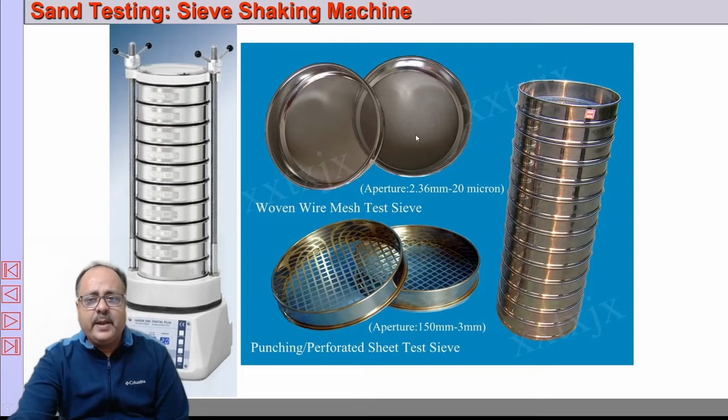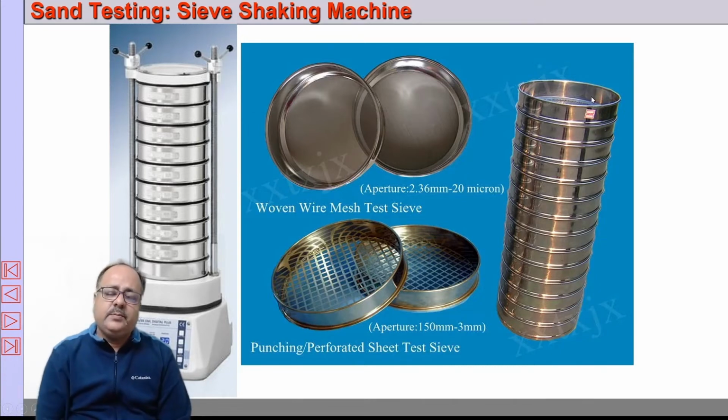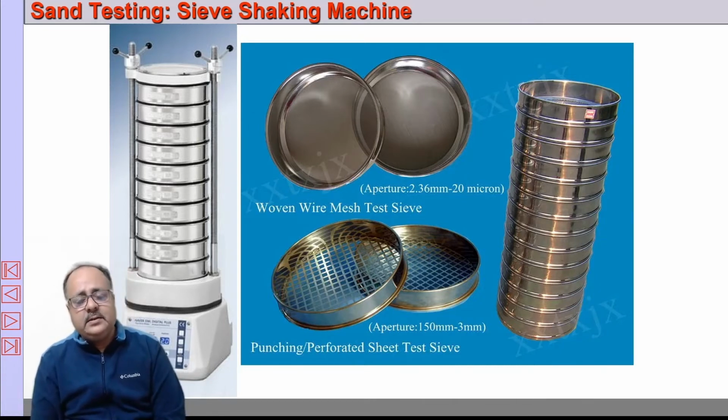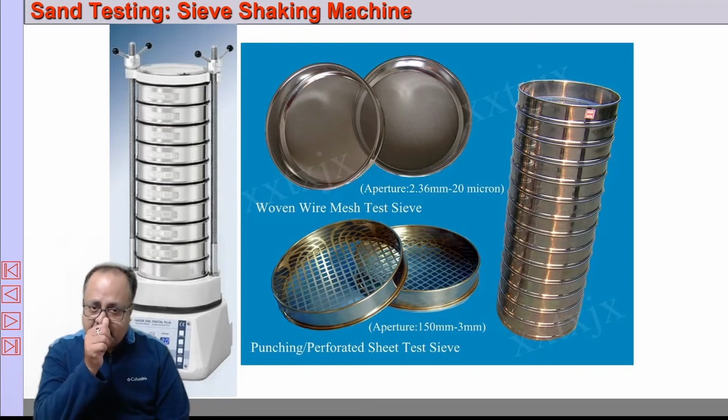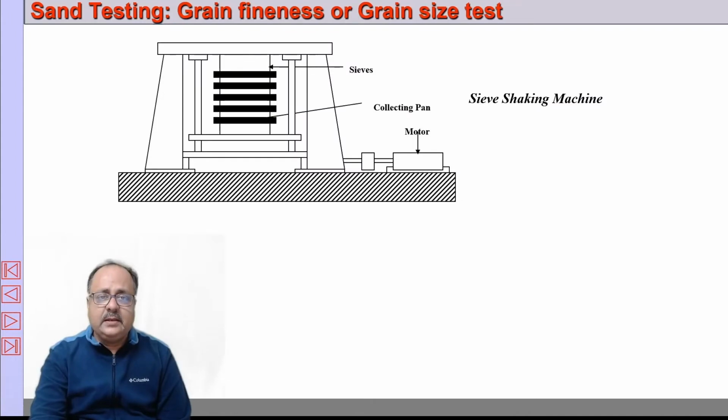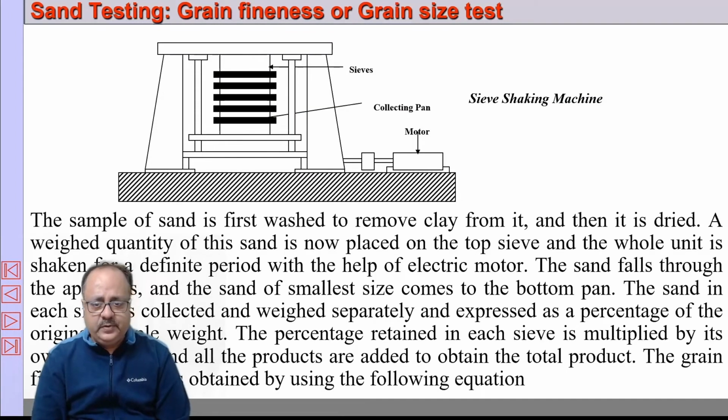Then these pans are removed and we take it out and we pour the sand from each of these pans and we weigh it and we note down the weight of the quantity of sand retained in each of the pans, and then find out the percentage of that sand retained, likewise for each pan, and then we calculate it. So the procedure is basically simple.